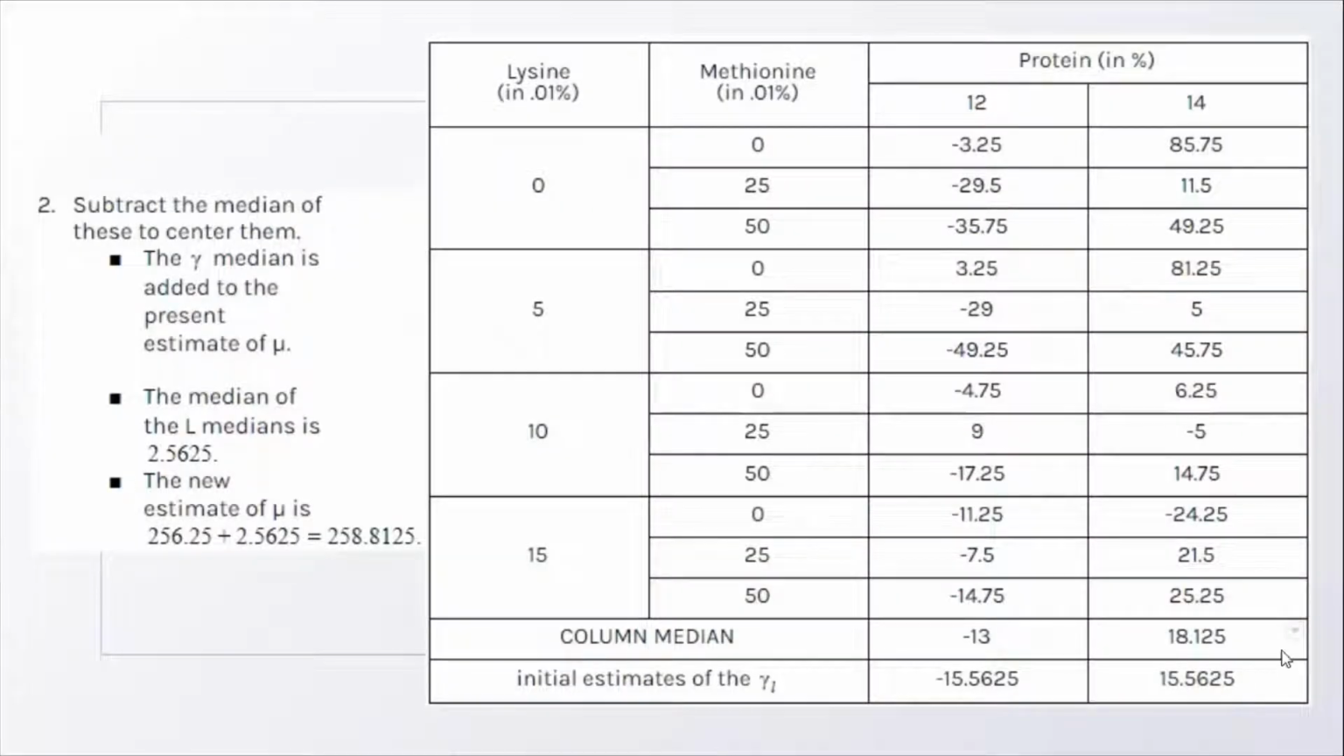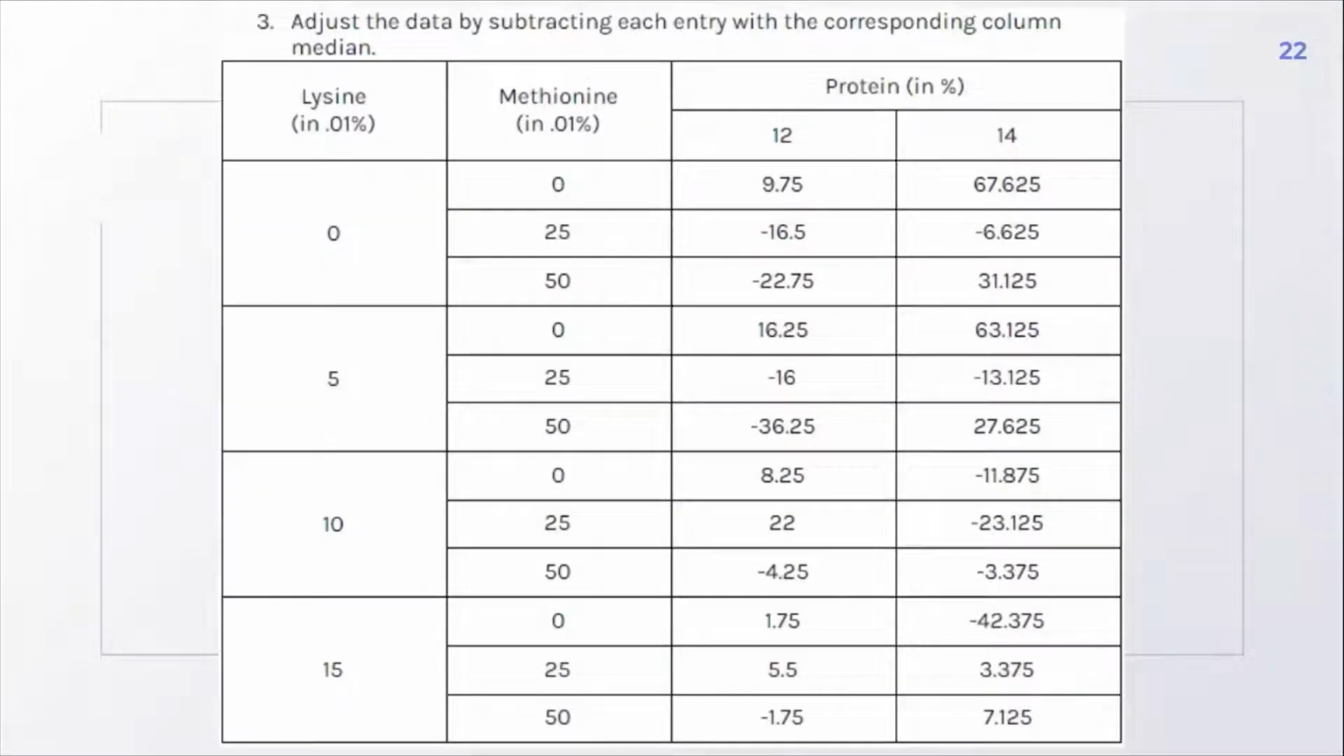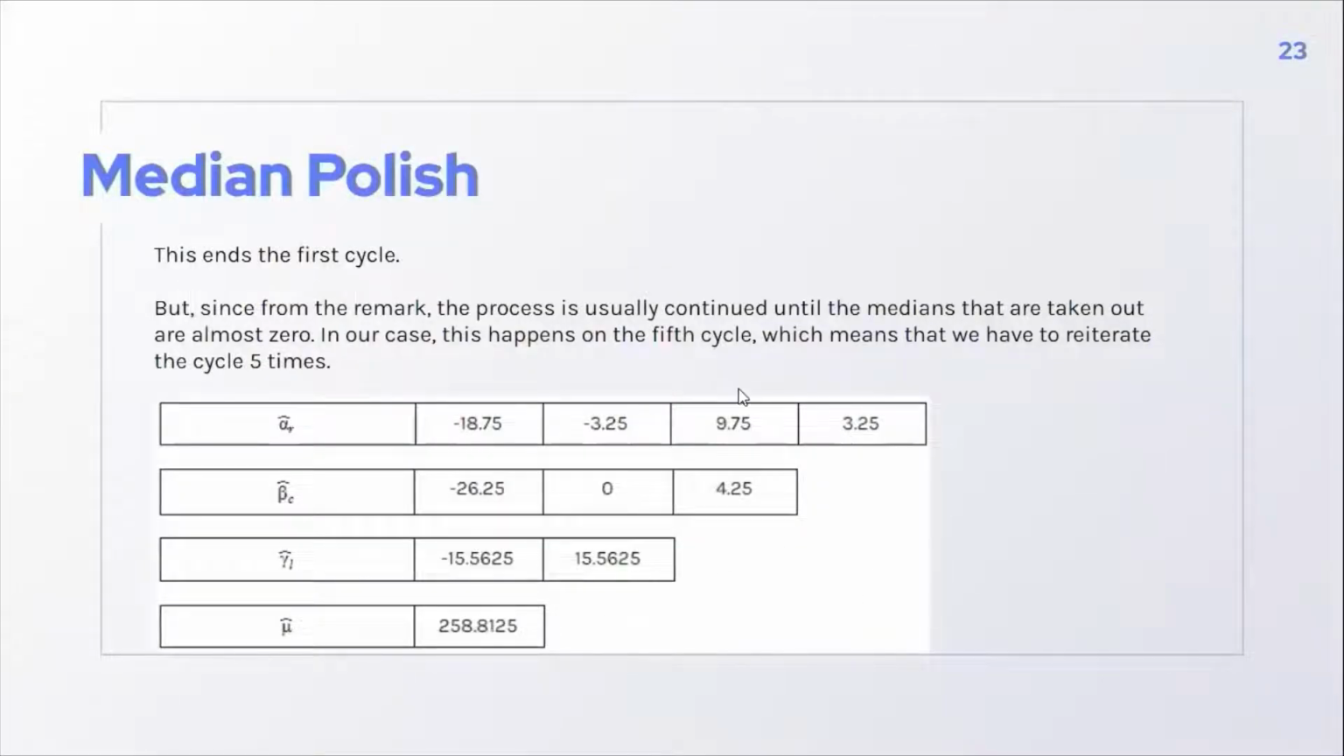Next step is to center these column medians. The result of the subtraction will be the estimates for the effects of each level of factor C or protein. And the median that we subtracted will be added to the previous estimate of mu. Thus, we have 258.81 as our estimate for mu. This marks the end of the first cycle of median polishing. These are the estimates that we got after the first cycle.